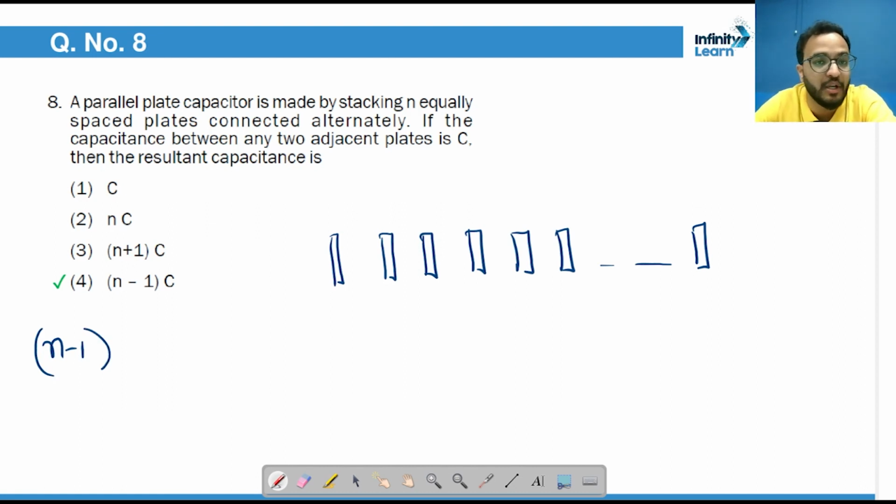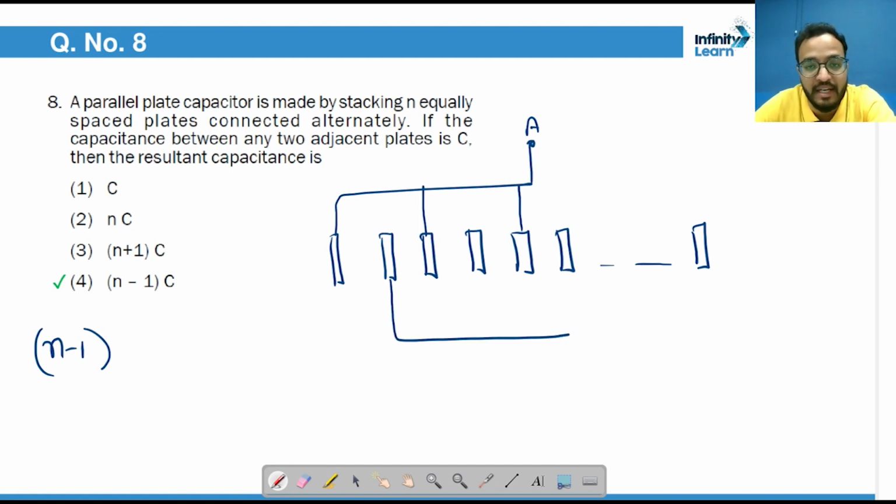Now how are they connected? Alternately. That means this one is connected to terminal A, then this is connected, then this is connected, and this is connected to terminal B, then this is connected like this. Okay, so what is happening?